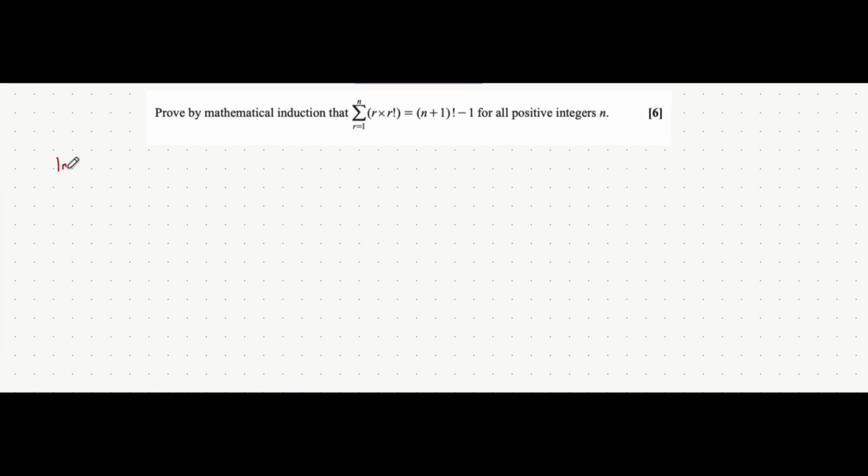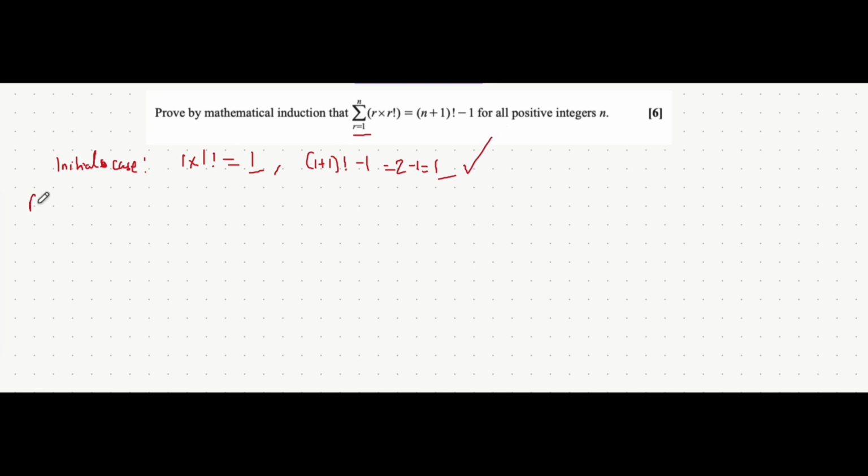As always, we start with the initial case where we substitute r equals 1, or the lowest number that we can substitute into both sides of the expression, and we want to check if it is the same. In this case, r equals 1 is the lowest. 1 times 1 factorial would just be 1. And substituting n equals 1 into the right hand side, we get 1 plus 1 factorial, all take away 1. Now 1 plus 1 is 2, 2 factorial is just 2 times 1, which is 2. So that becomes 2 take away 1, which is just 1. So that's good, the initial case holds true.